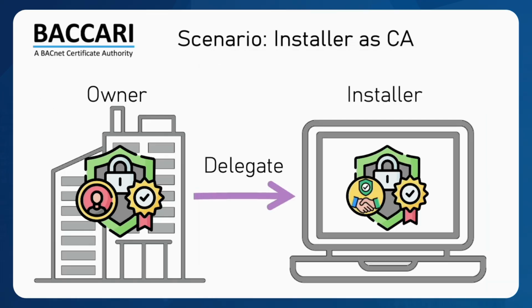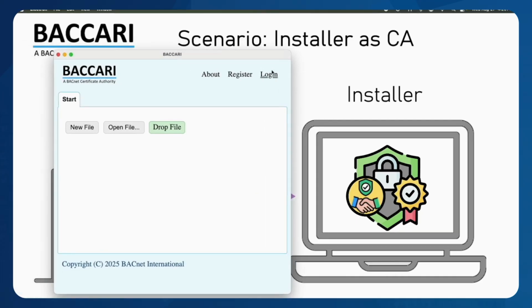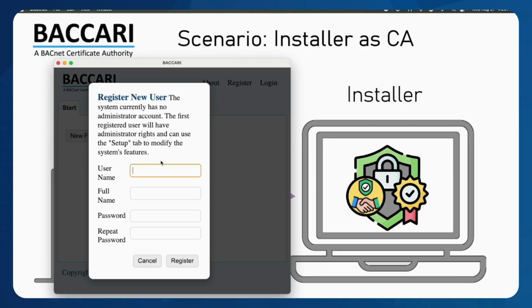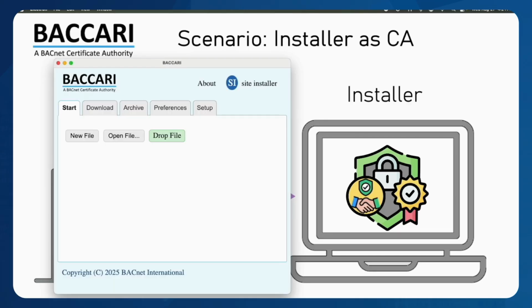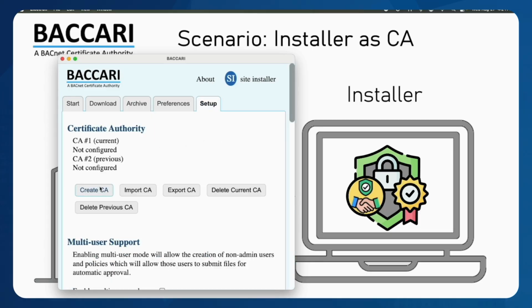We are now on the installer's machine, so let's launch another brand new copy of BACCARI. Notice that we haven't created any administrators yet in this copy. Again, the installer now will register as the administrator. So now he is a local administrator of this copy of BACCARI. And rather than create a CA as the owner did, we will now import the CA.